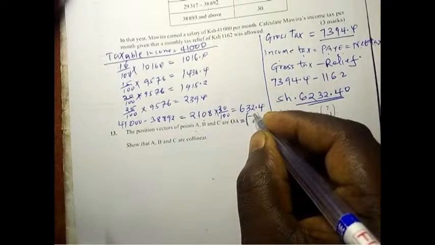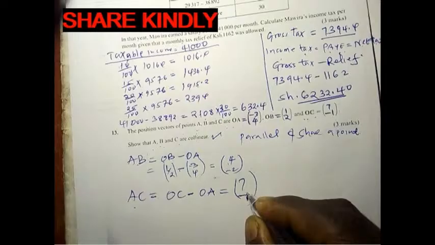We can get AC. AC is equal to OC minus OA. Negative 1. You minus 3, 4. And this one will give us 10, negative 5. So tunaangalia what is the relationship between AB and AC. AB and AC relationship. Tunaangalia that 10 negative 5 is the same as 5 over 2, 4 negative 2. And we are looking for a number here.